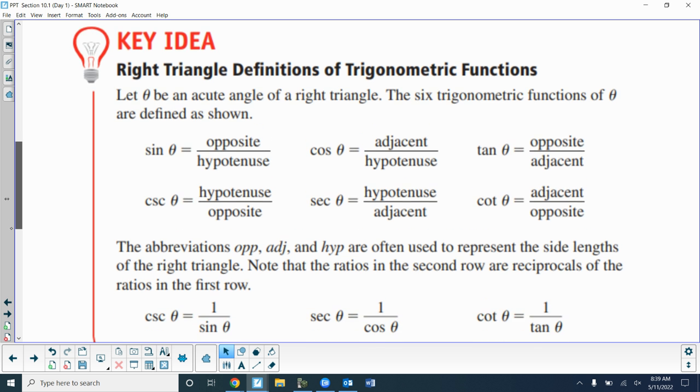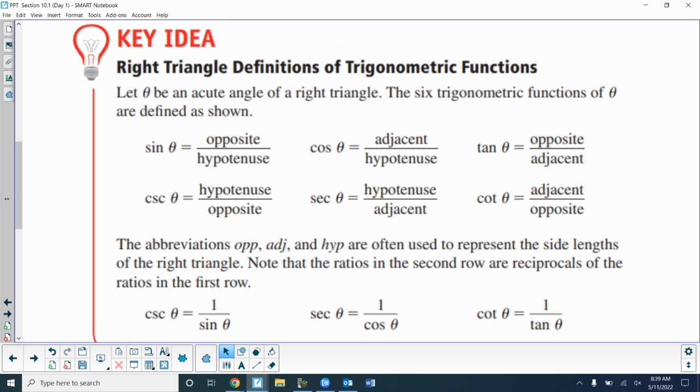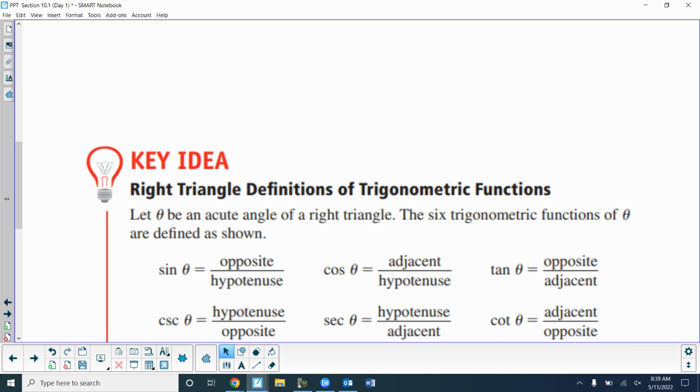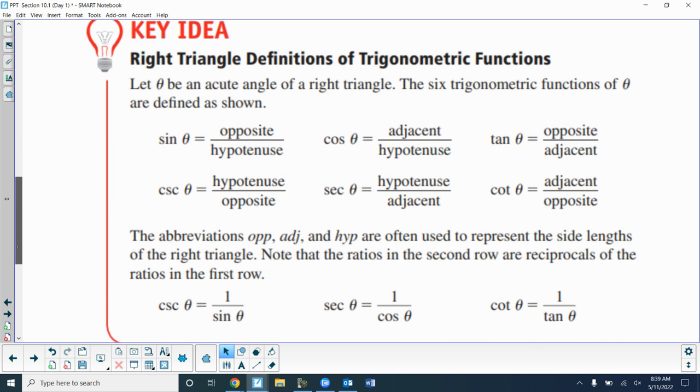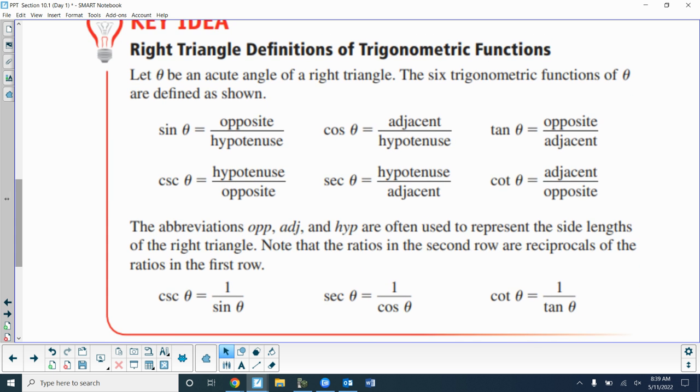So here are the 6 trig functions. The sine of theta is the opposite side length over the hypotenuse length. Okay? Like 3 over 5 or something like that. It'd be that fraction. Okay? Cosine is the adjacent side length over the hypotenuse, and tangent is opposite over adjacent. Cosecant is the reciprocal of sine. Secant is the reciprocal of cosine, and cotangent is the reciprocal of tangent. Okay?